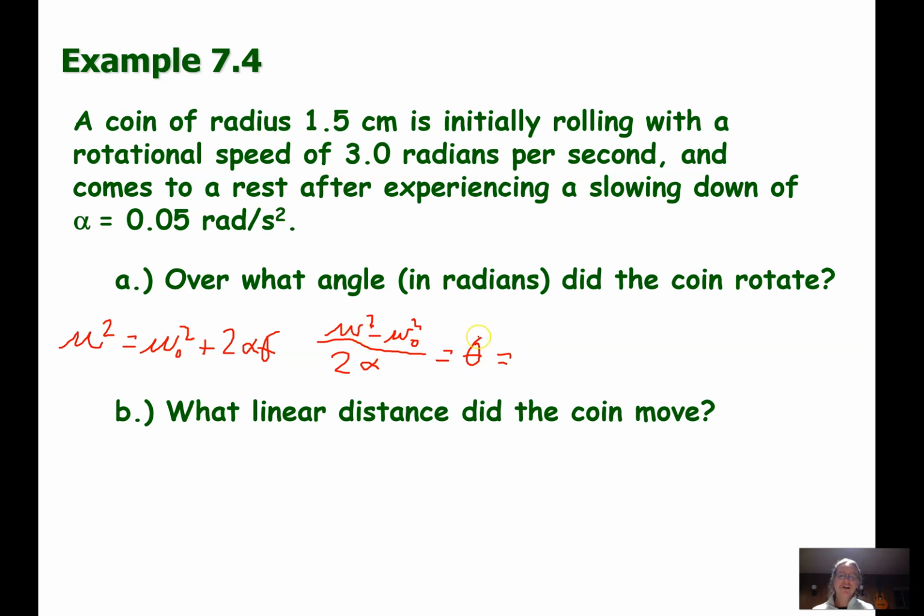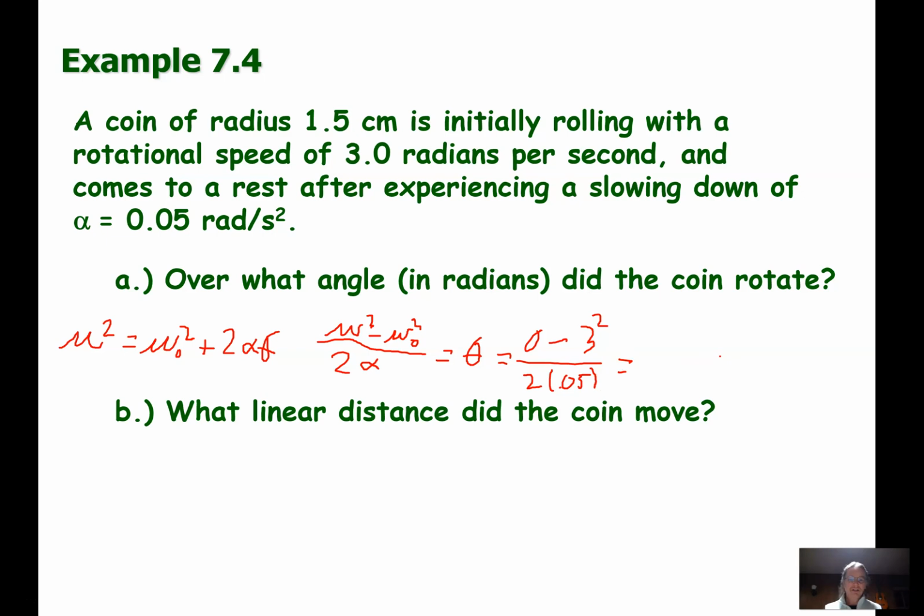So remember, the final is 0. 0 minus the initial is 3. Don't forget to square it. I'm going to leave off my units, guys. I'm writing with my mouse, and I'm already in the right units anyway, so I'll be fine. I'm in radians per second already. 2 times 0.05, and that's in radians per second squared. So it's all going to work out to be in radians.